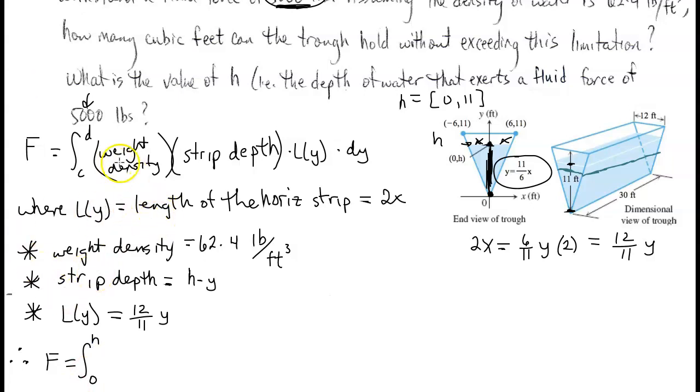So if we put in the rest of this information, we know our weight density is going to be 62.4. We also know that our strip depth is going to be h minus y. We also know that our L of y, or our horizontal strip length, is going to be 2x, and 2x is 12 over 11 y. And then, of course, we have dy.